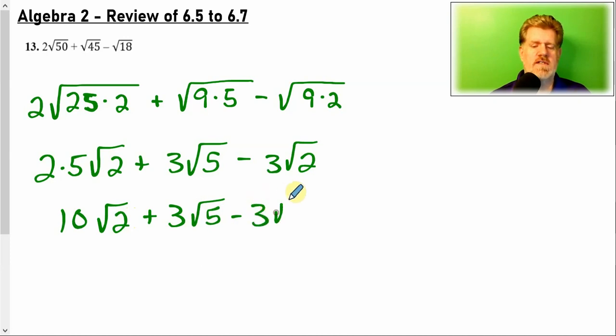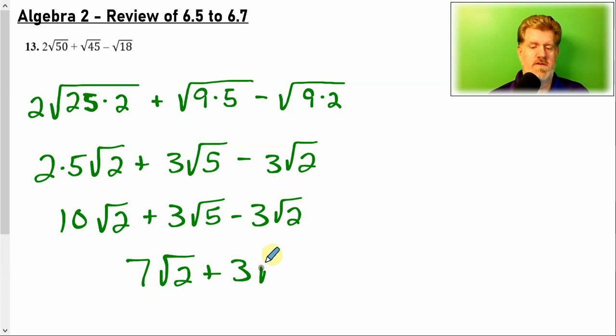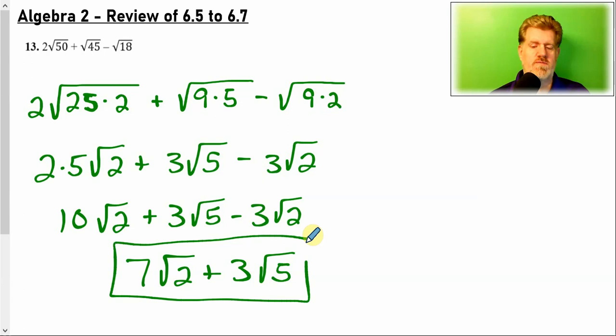What is the last thing that we can do? Well, we got 2 terms with a root of 2. So what's 10 root of 2 minus 3 root of 2? Well, it's 7 roots of 2 and 3 roots of 5. And that would be your answer. And it is, as I confirmed over there on my answer key.